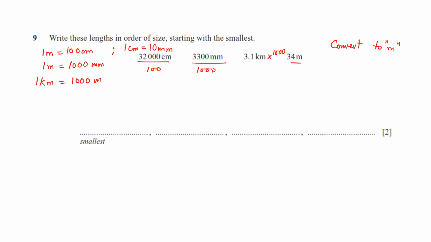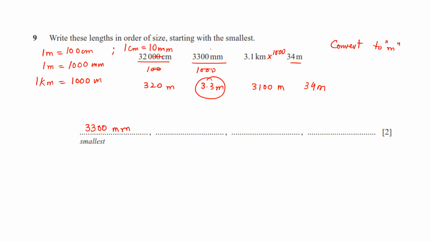So if I'm going to divide it by 100, it comes out to be 320 meters. This one, it becomes 3.3 meters. This comes to be 3100 meters, and this becomes 34 meters. Okay, so the smallest one is 3.3 meters. So I will write the actual 3300 millimeter.